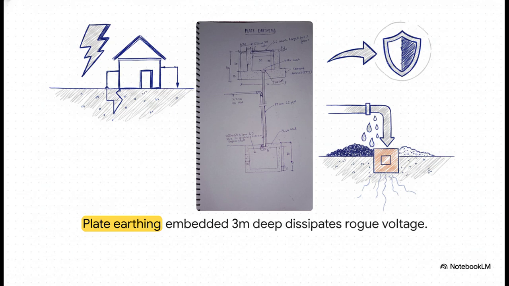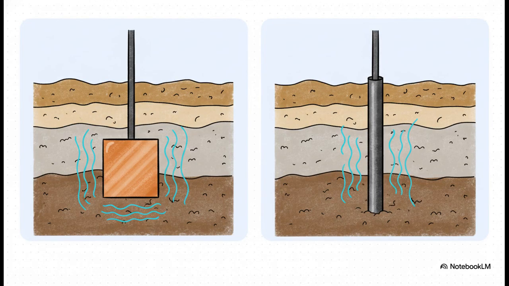That connects straight down to the plate through a pipe, which actually allows saline water to be poured in. This moisture, combined with layers of charcoal and salt surrounding the buried plate, drastically improves the Earth's conductivity so it can quickly and safely dissipate dangerous shocks. So that plate setup is one of two primary physical methods we use.